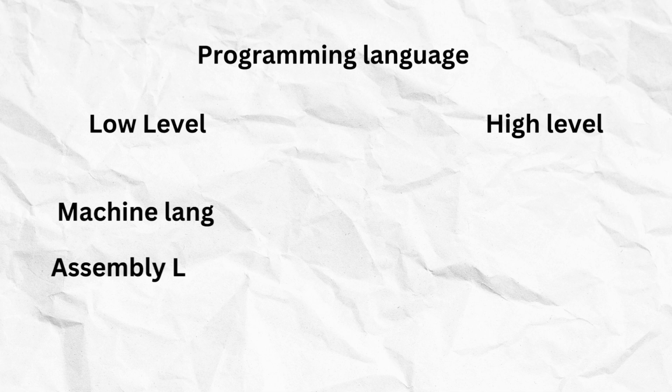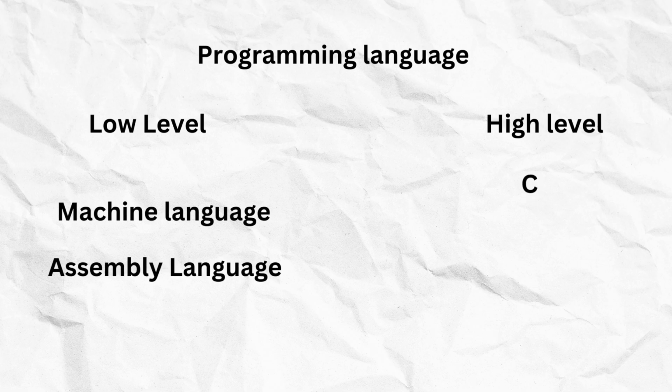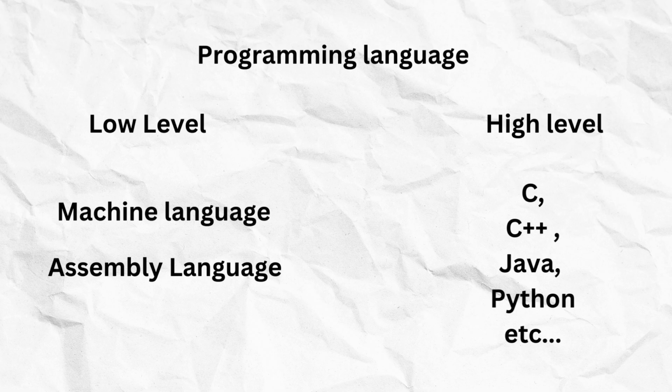We all hear that programming languages are categorized into two types, low level and high level. Low level languages refers to the machine level language and the assembly language, which is very close to the computer languages. High level languages means whatever programming languages we are using. Examples: C, C++, Python, Java, etc.